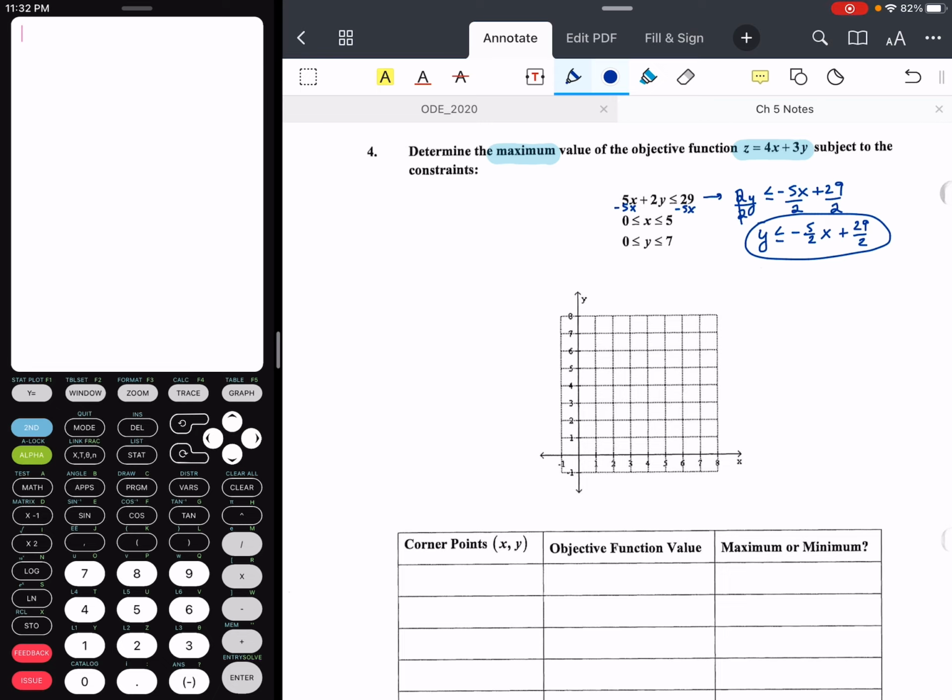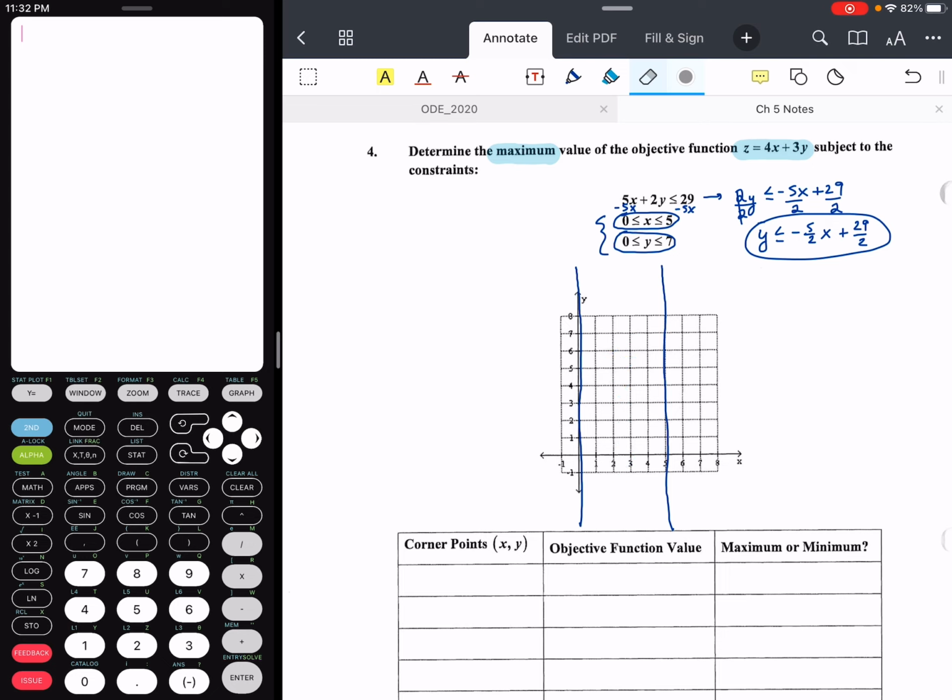And then I also have, this is slightly different than what we normally see, 0 less than or equal to x less than or equal to 5, and 0 less than or equal to y less than or equal to 7. So let's graph these two first. So for my x's, 0 less than or equal to x less than or equal to 5. I'm going to draw solid vertical lines at x equals 0 and x equals 5. And so far I'm just being contained between those two, if I were to shade right now.